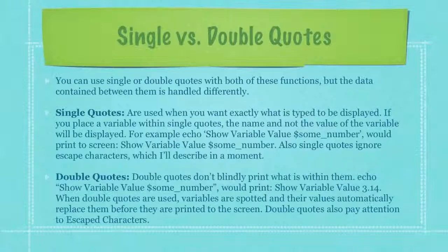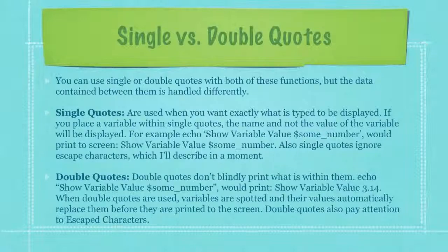Double quotes don't blindly print what is within them. Echo show variable value some number in this instance would print 3.14. When double quotes are used, variables are spotted and their values automatically replace them before they are printed to the screen.